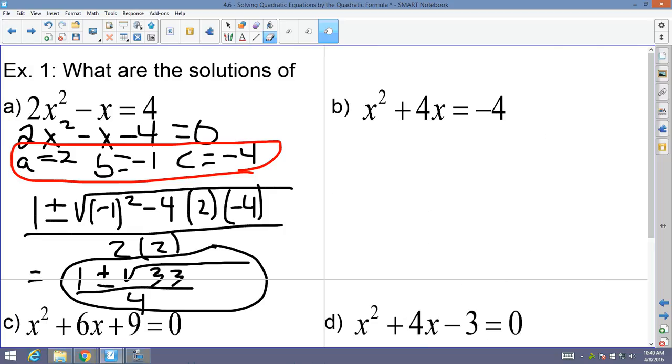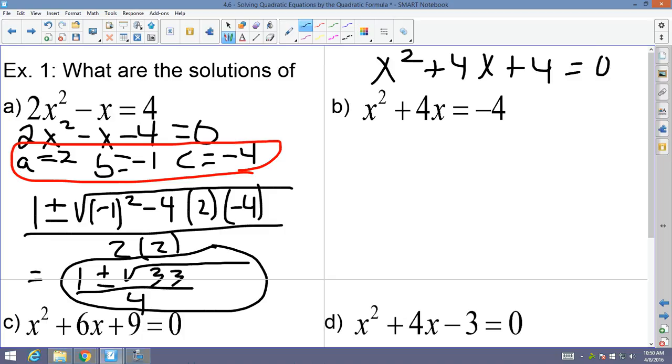Let's see what we got real quick. First of all, I'm going to rewrite this in standard form: x squared plus 4x plus 4 equals 0. So I have negative b, I'm sorry, a is 1, b is 4, c is 4. Sorry, I'm running out of time.